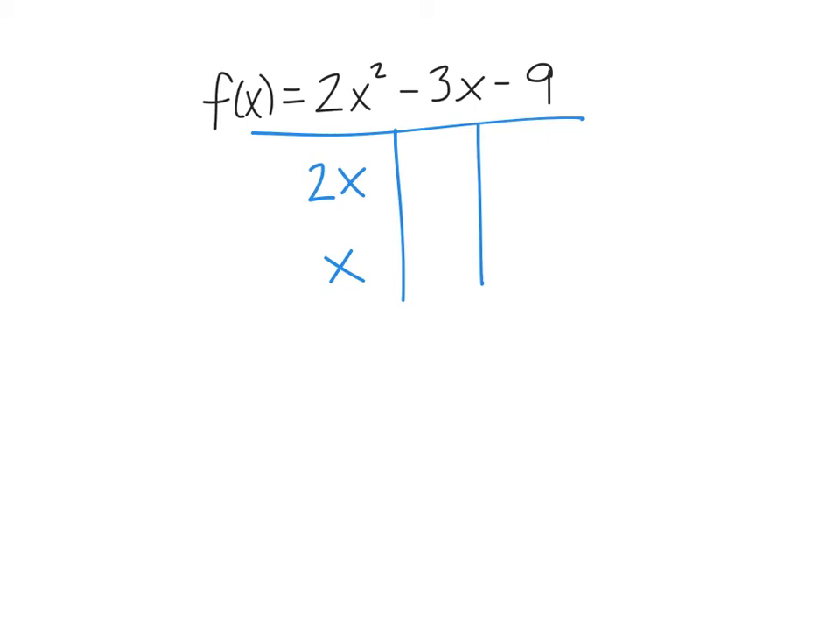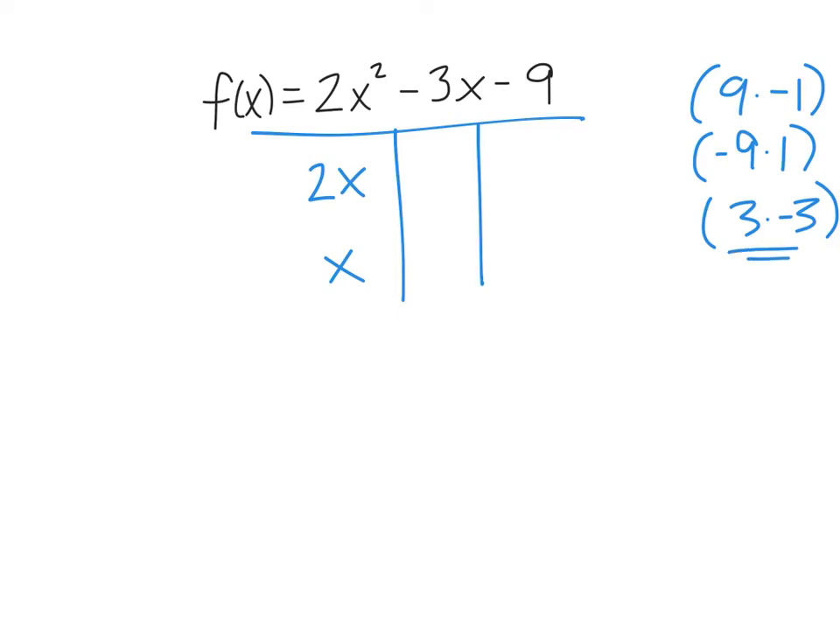On the right side, we have multiple possibilities. We can do 9 times negative 1, or negative 9 times 1. We can also do 3 times negative 3. Okay? So here, it just comes down to what you've just got to try stuff out. Now, I'm going to start with this 3 times negative 3 because I can start already recognizing patterns.